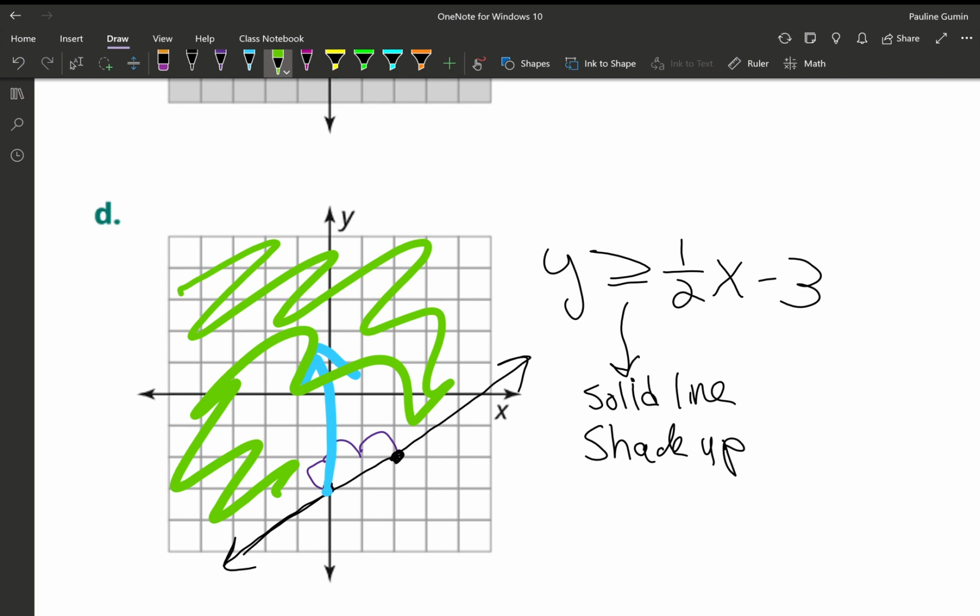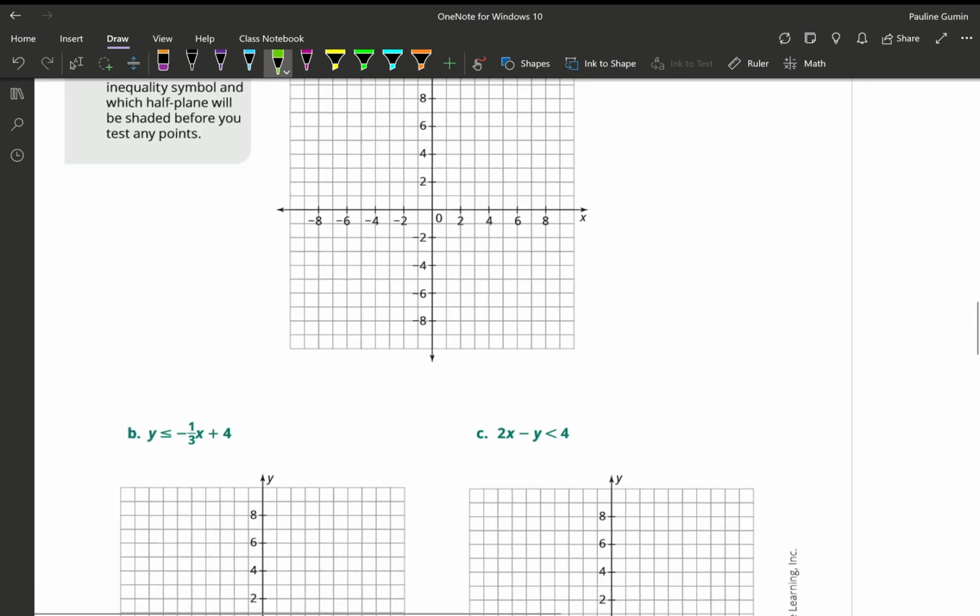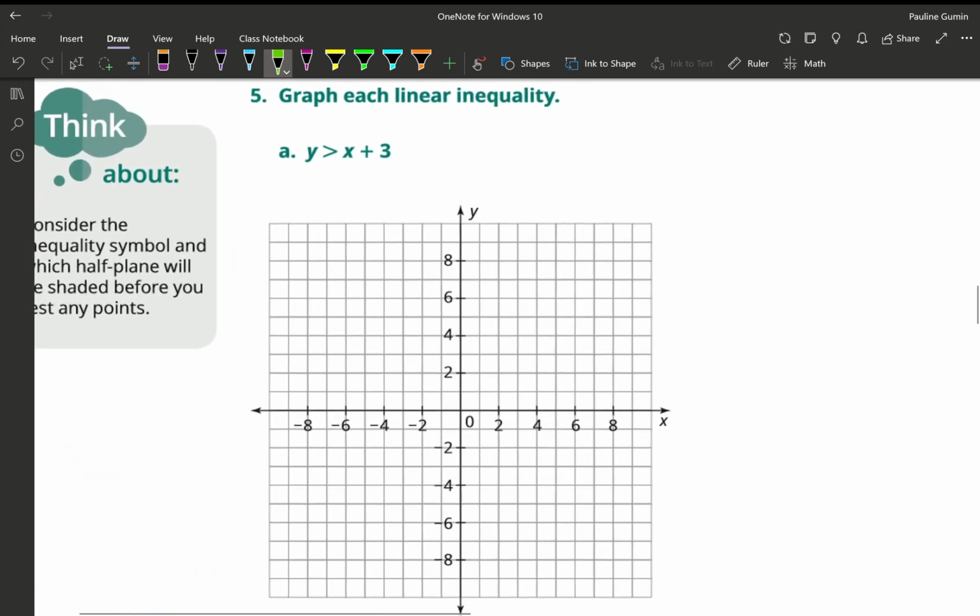Okay. We've completed our inequality. Onwards we go. Now we have inequalities. Let's practice graphing them some more. So we have some more blank graphs is what I meant to say.